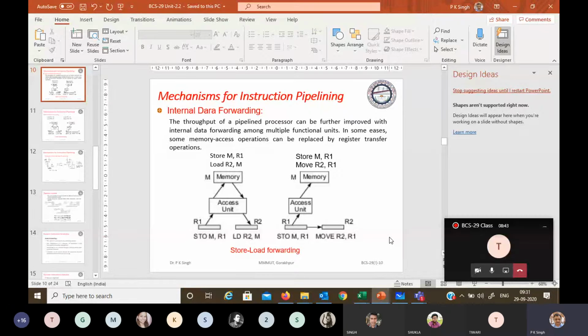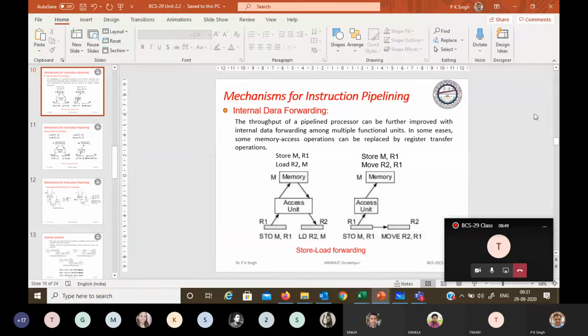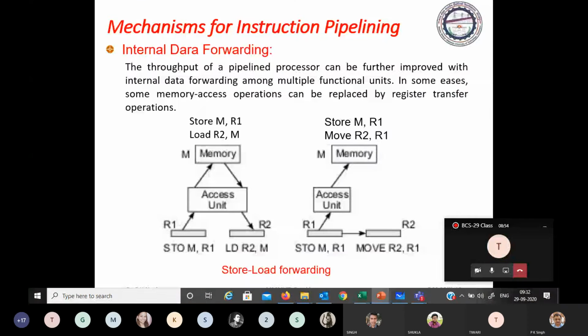So on last turn, we were discussing internal data forwarding. Okay, and you have seen store load forwarding.